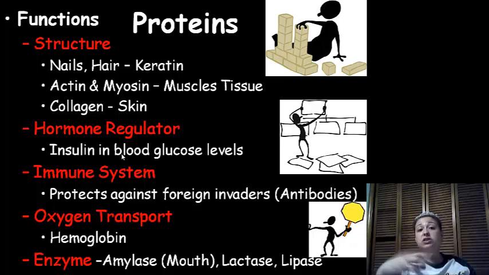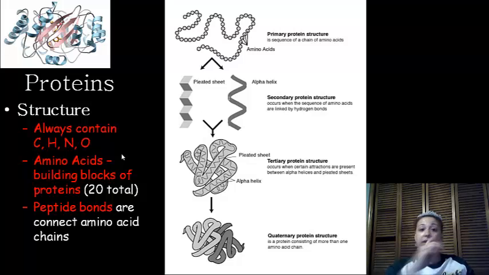We also have oxygen transport, such as hemoglobin, and then the enzymes, such as amylase, which is in the mouth and helps break down our food. We've got lactase, which breaks down lactose, and lipase, which breaks down lipids. So, again, proteins. The structure is always going to contain carbon, hydrogen, nitrogen, and oxygen. The building blocks of proteins are going to be amino acids.